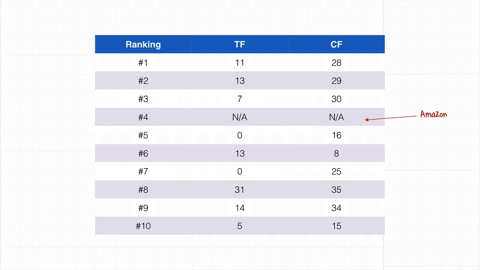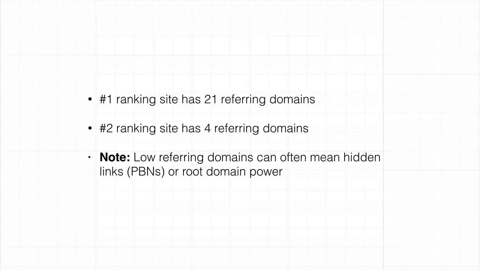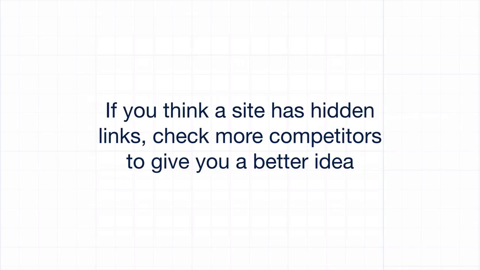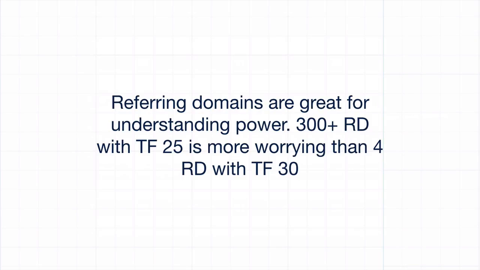I like to look at the trust flow, the citation flow, and the referring domains. This is just a reminder: make sure that you're checking if a site has hidden links. If it does, then check more sites. Maybe you can't check the number 1 or number 2 ranking sites, but you can check the 3rd one, the 4th one, the 5th one, or whatever else to get an idea of what it's going to take to get onto the first page, and then you can kind of guess from there and really test with it. There's no real science to this. One thing I really like to check, and I mentioned it briefly before, is referring domains. Referring domains are incredible for understanding the power behind a domain.